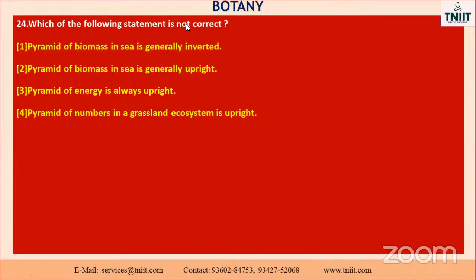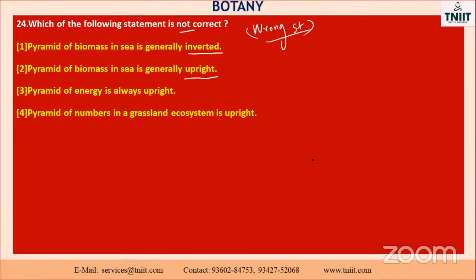Okay. So go to the next one. Which of the following statements is not correct? It is a wrong statement they ask. Okay, this is called a wrong statement. Okay, my dear. Wrong statement. Pyramids of biomass in the sea is generally inverted. What is the meaning of inverted? What is the meaning of upright? First, you should note it down.